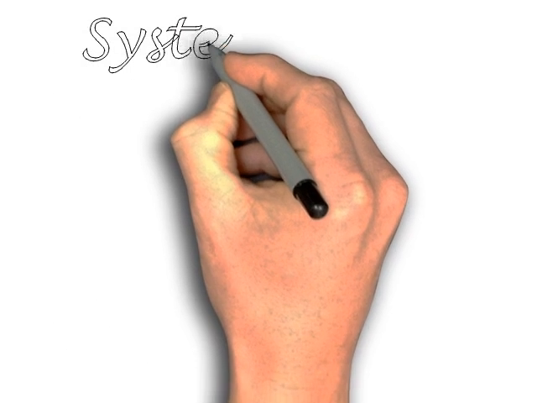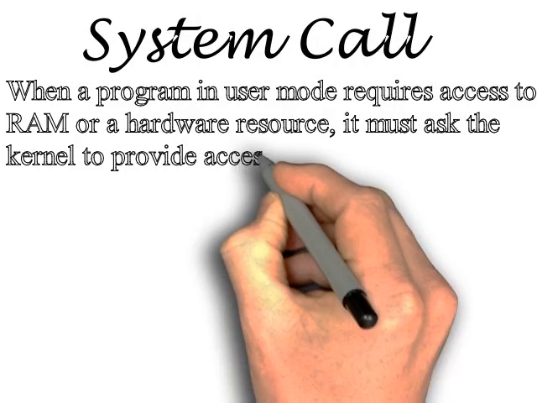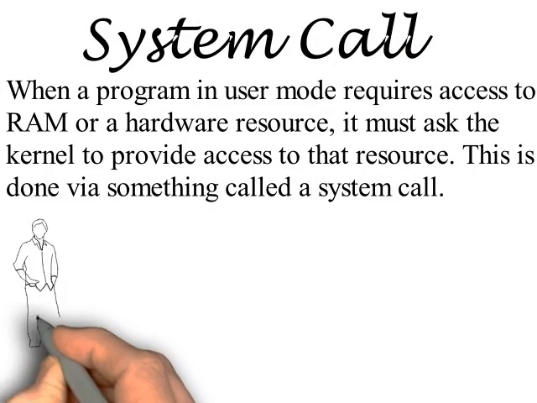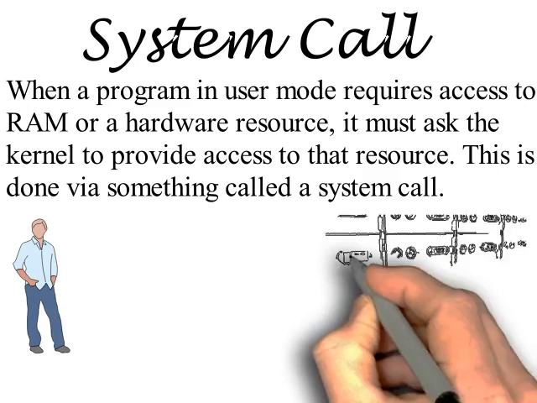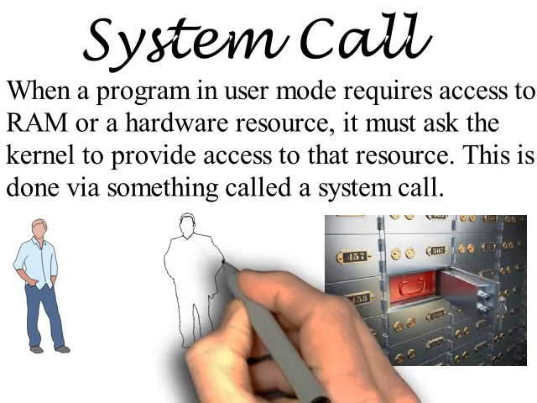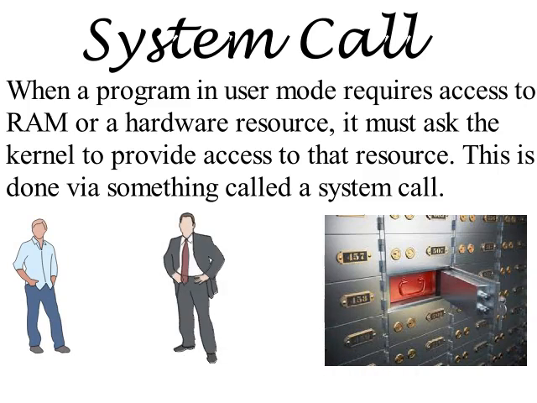Today you learn system call. In the system call definition, the real-time example: a person has a bank locker account. He needs to access the locker. He directly goes to the bank and requests the manager, and the manager permits him to the locker room.